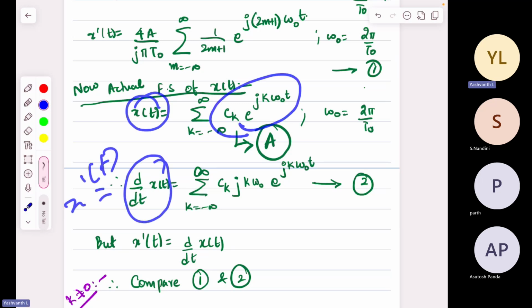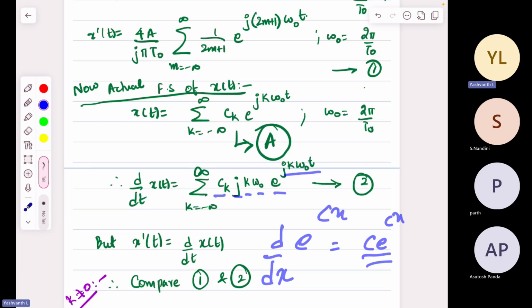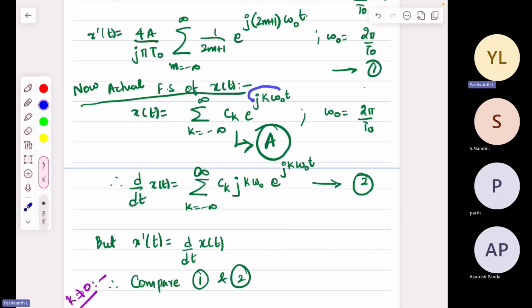On the right hand side, the only place where t is coming is in the complex exponential term. Therefore, it becomes ck into jk omega naught into e power jk omega naught t, because e power cx, if you differentiate with respect to x, is nothing but c into e power cx by chain rule. Right? So the coefficient of t is jk omega naught. That's why it comes and multiplies the ck also. This is basically the differentiation of your x of t.